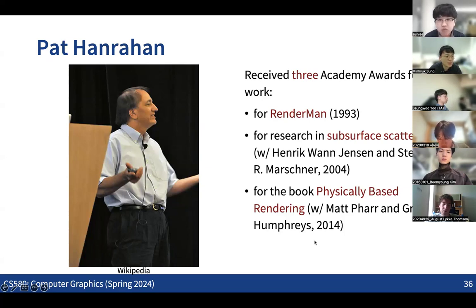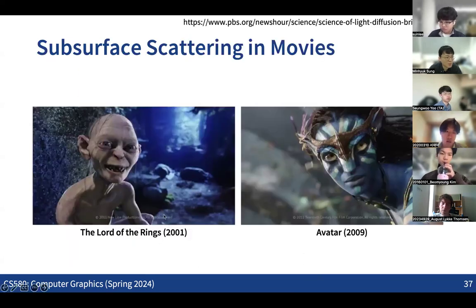And one of the Academy Awards that he received was based on his work on subsurface scattering. The first idea was introduced in 2001, but it was immediately used in many movies and films. Can you guess which films used this subsurface scattering technique? The Lord of the Rings, Gollum was a character that was rendered using subsurface scattering, and many of the characters in Avatar were also rendered using the subsurface scattering technique.